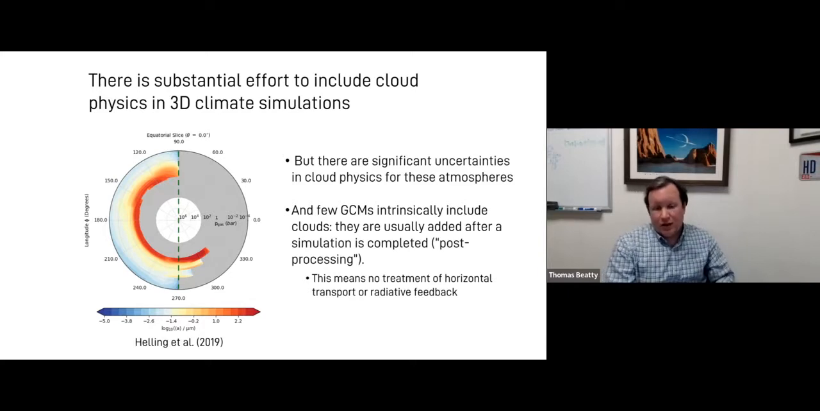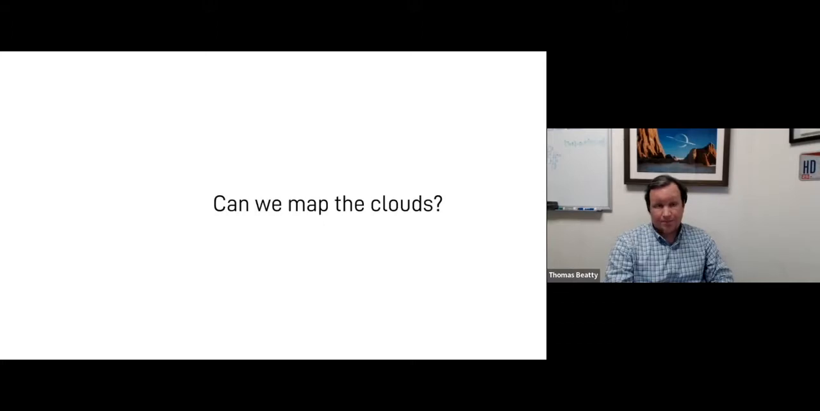So usually this means the clouds are included via post-processing. The GCM is run, you get a stable solution, and then you add clouds on top of that. That means that we are not well simulating at the moment horizontal transport, meaning clouds blowing from the night to the day side, or radiative feedback, clouds self-shielding parts of the atmosphere and causing more clouds to form. So there are significant uncertainties still present in GCMs that people are working to overcome.